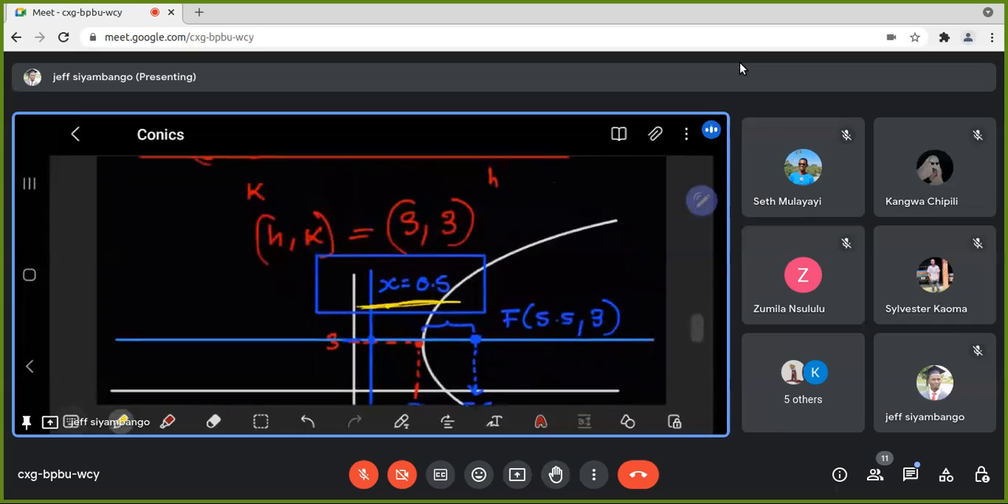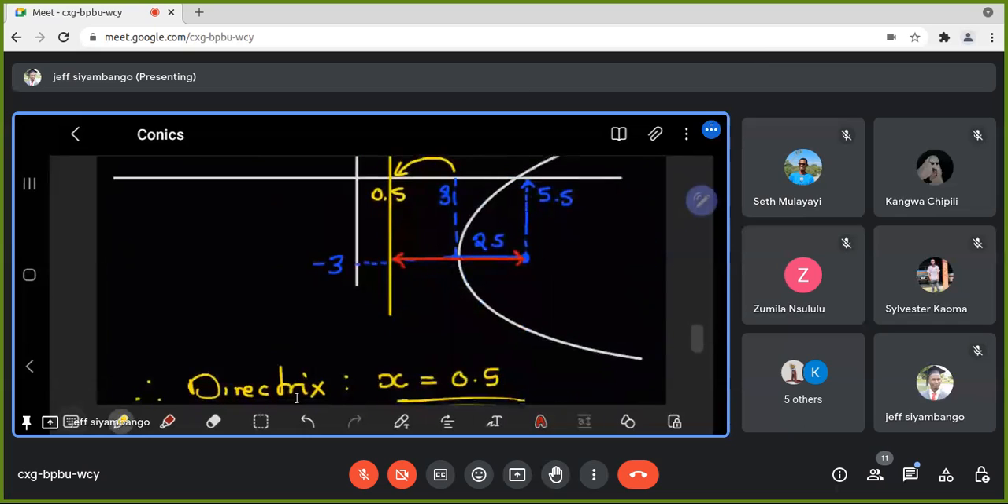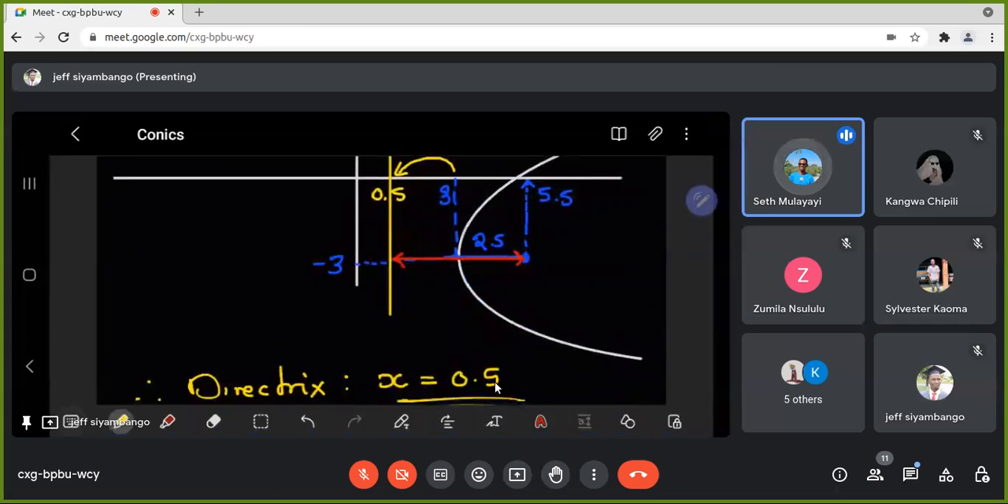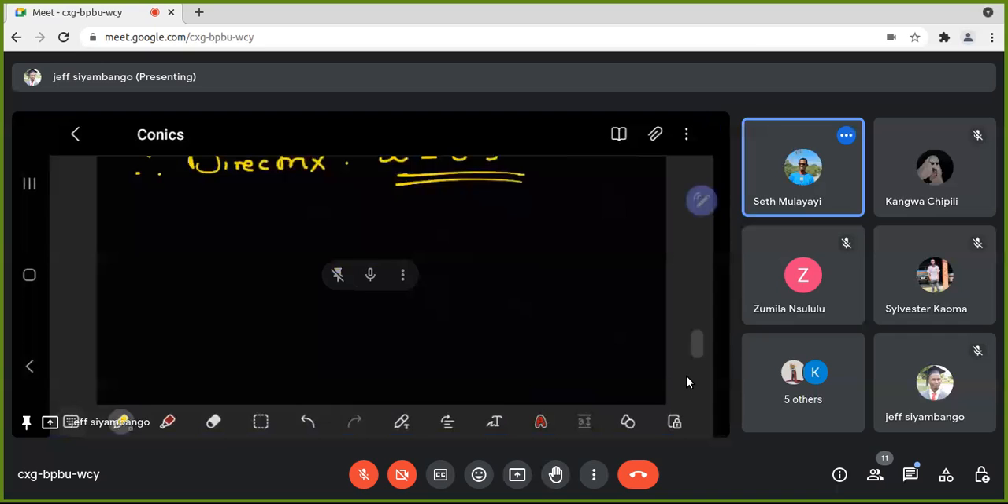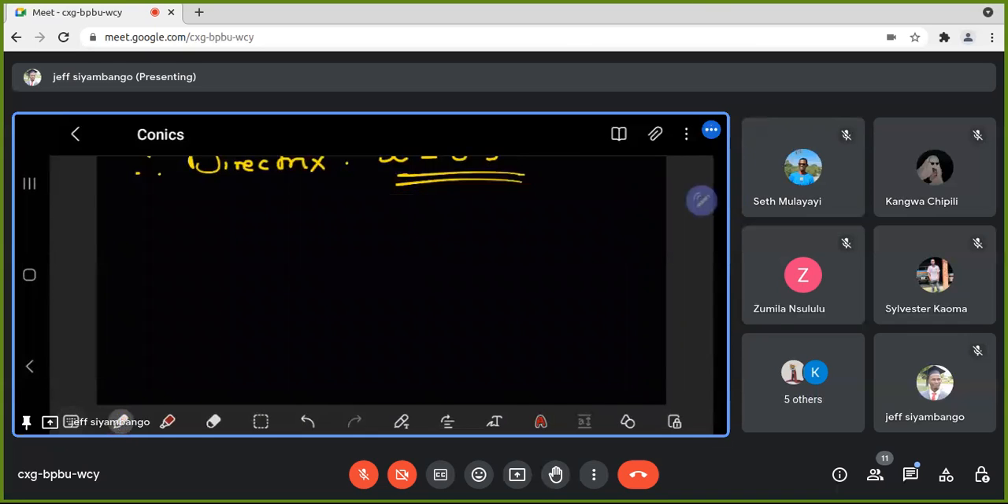Which is basically what I did here. I said this is the directrix. Do you get it? Yes, sir. Okay. So that is how we move with that. Any questions there?